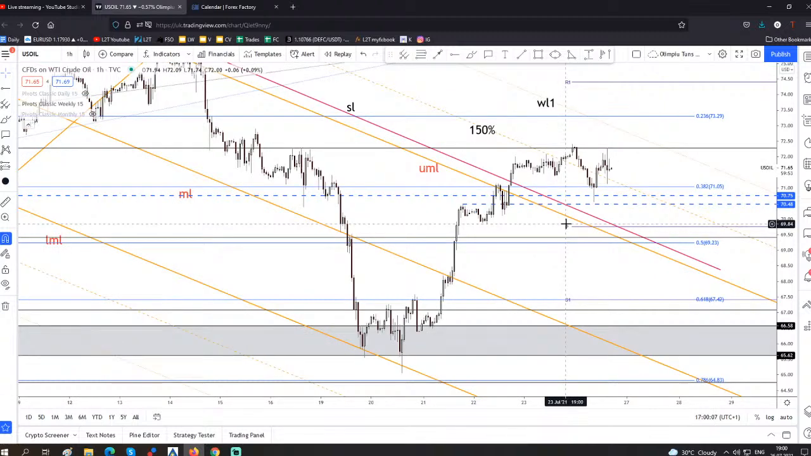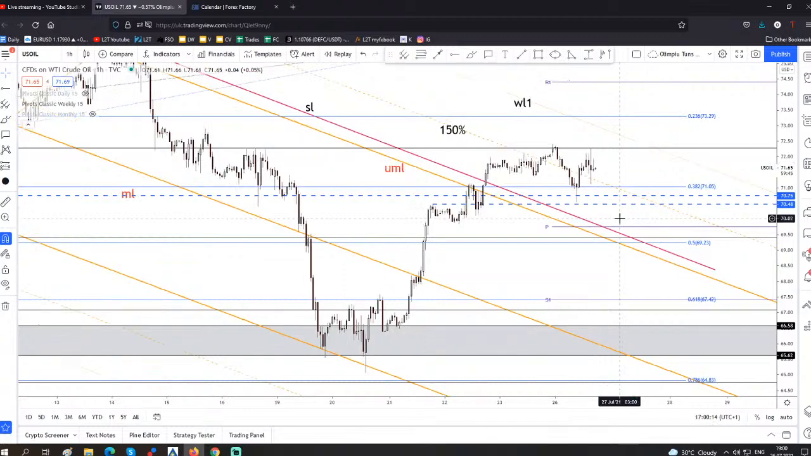But here, its failure to come back to retest the outside sliding parallel line, the upper medium line, to come back maybe to drop here towards the weekly pivot point, signals that the buyers are still strong and the price of US oil could resume its growth. We'll have to wait, guys, to see what will really happen.